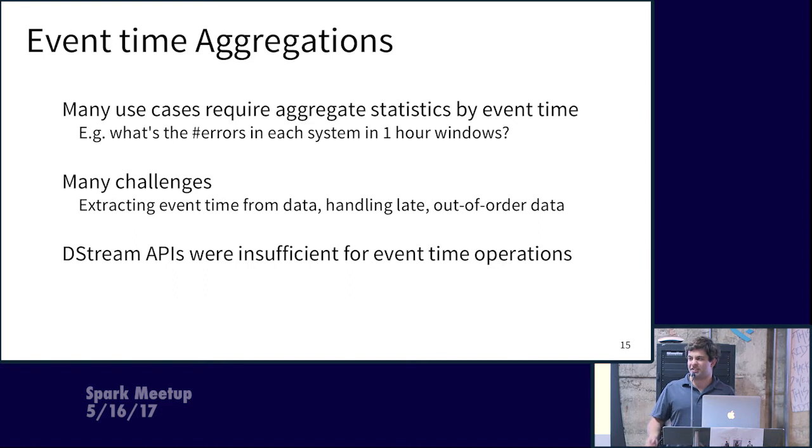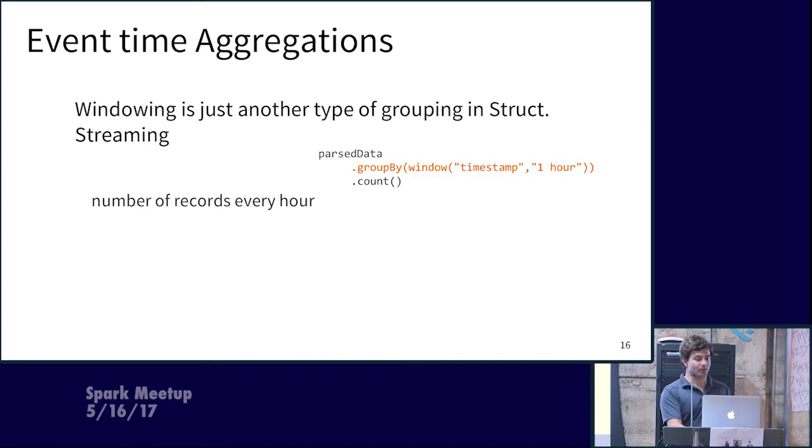But there are many challenges to handling event time aggregations. Basically, you have data coming in late, data coming in out of order. Wi-Fi goes out, so once a user gets access back to Wi-Fi, the data is like 10 minutes late now. So you need to be able to update and deal with late data. So how do we handle event time aggregations?